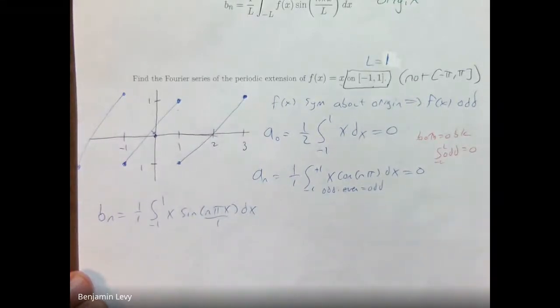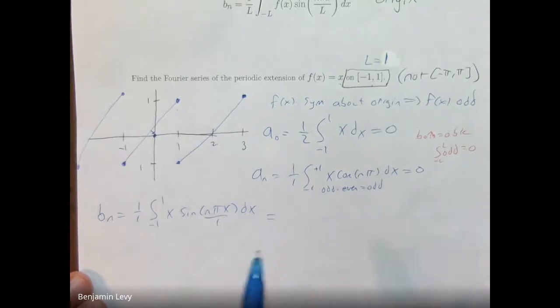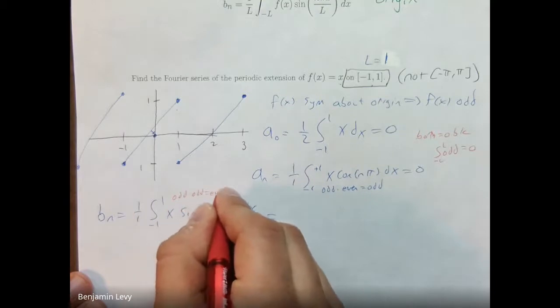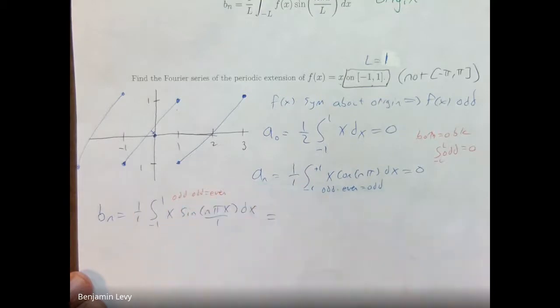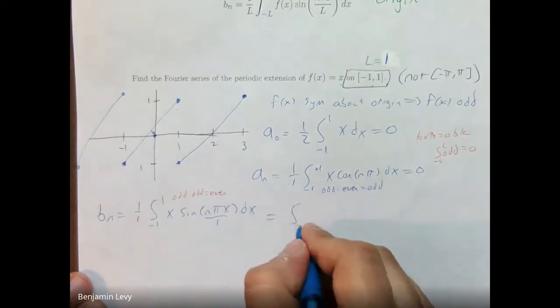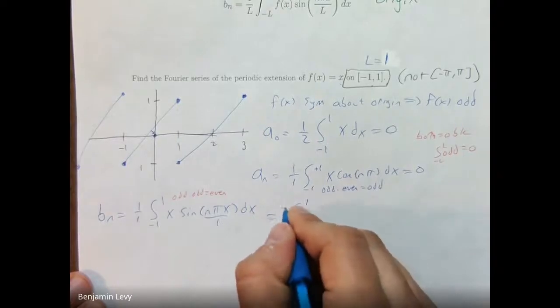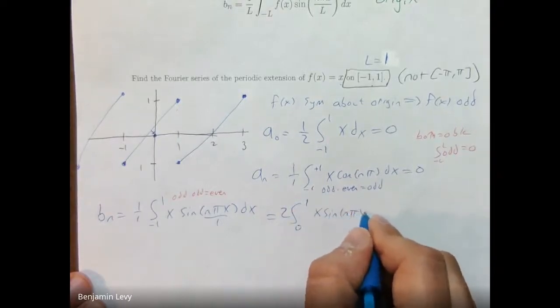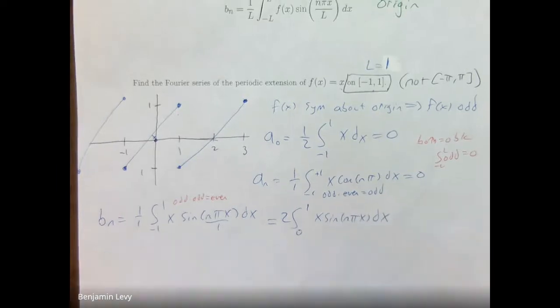And so let's make this one a little bit easier and just go from 0 to 1. So we know that this is an odd times an odd, which is an even. And so we can cut this integral in half if we want and just go from 0 to 1 and multiply it by 2. This is why we looked at those calculus definitions.